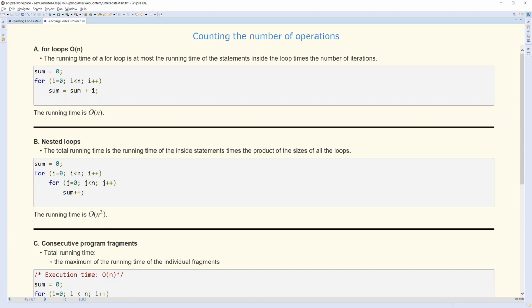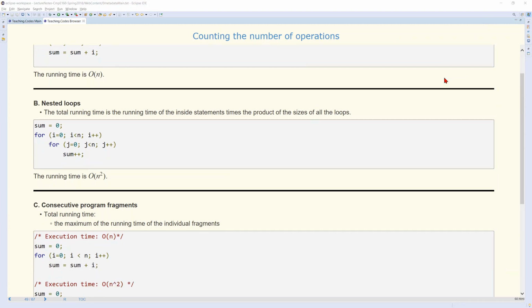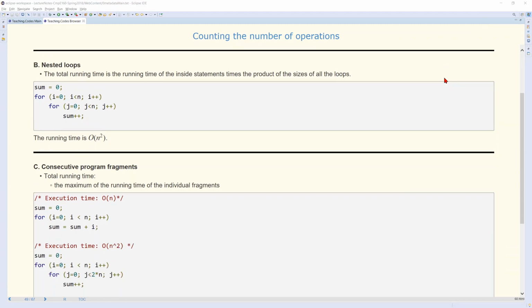Whereas in the case of nested loops, we have one loop in another. So in this example now, we would have the outer loop iterating n times and the inner loop iterating again n times. So the statement block here would be executed n times n, n squared times. Therefore, the runtime complexity of the nested loops in this example would be O(n squared).